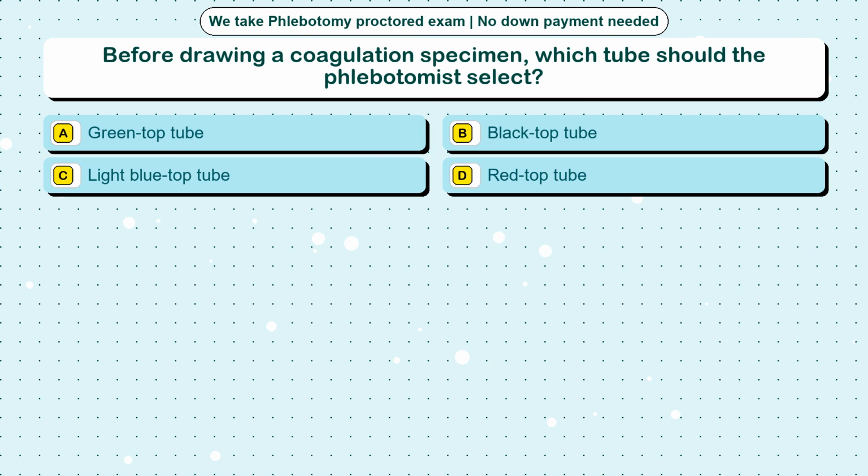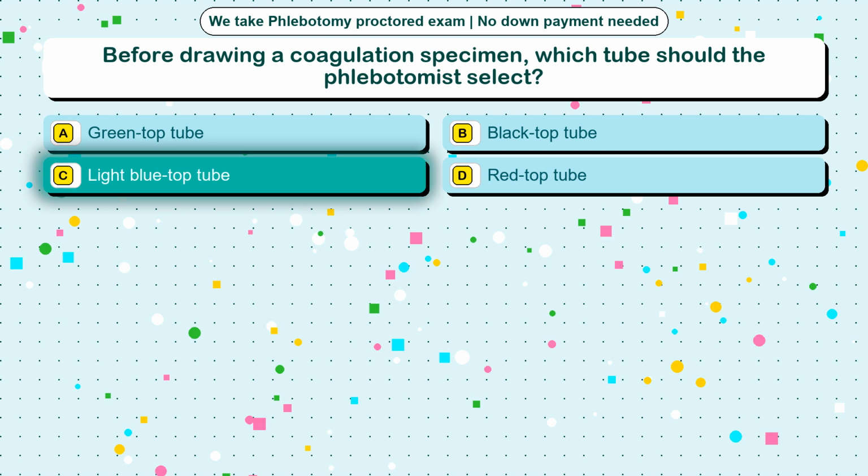Question 100. Before drawing a coagulation specimen, which tube should the phlebotomist select? Option A. Green top tube. Option B. Black top tube. Option C. Light blue top tube. Option D. Red top tube. The correct answer is option C.